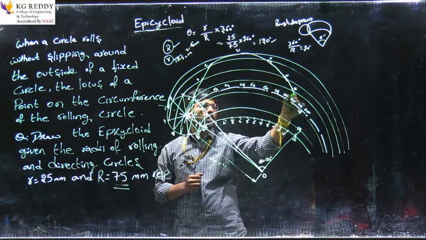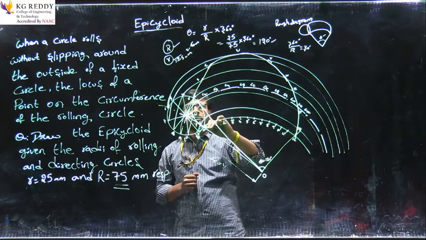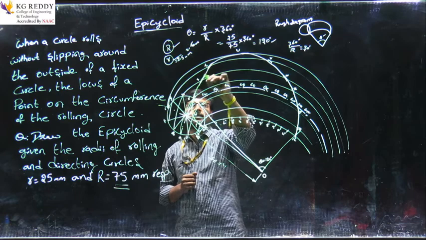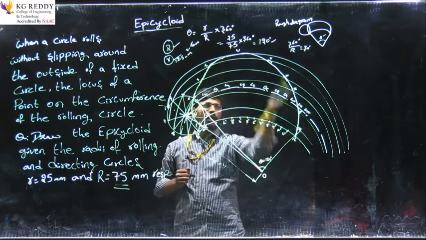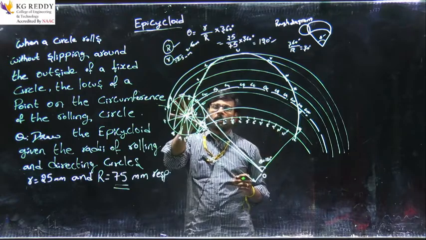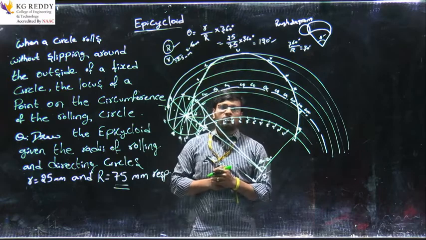This is the only curve which we have to highlight, because our aim is to locus the point on the circumference of a circle or a roller. This is the curve which we get for an epicycloid while a roller is rolling on a curved surface. So, thank you.